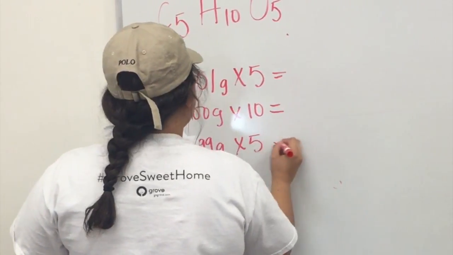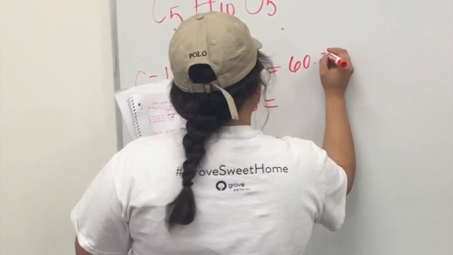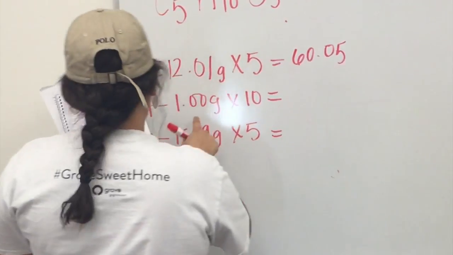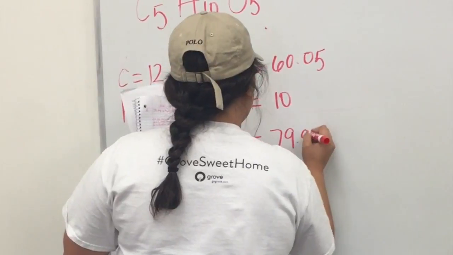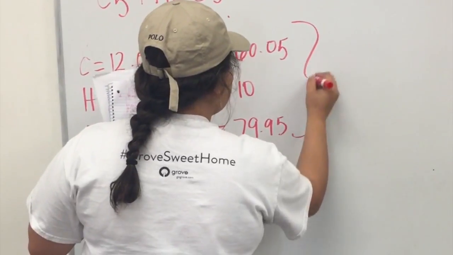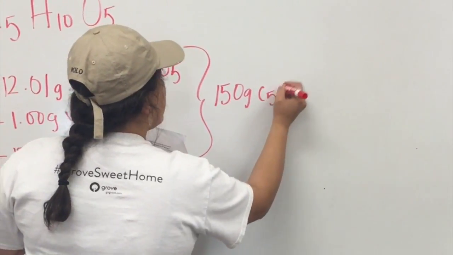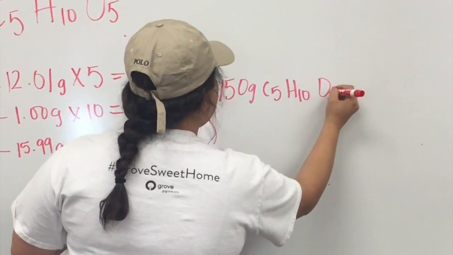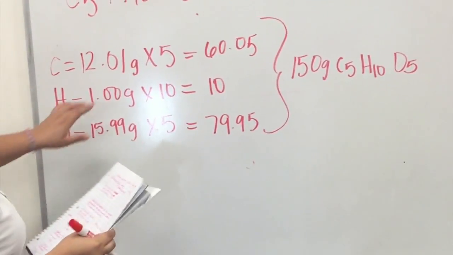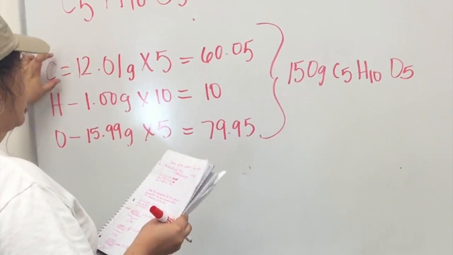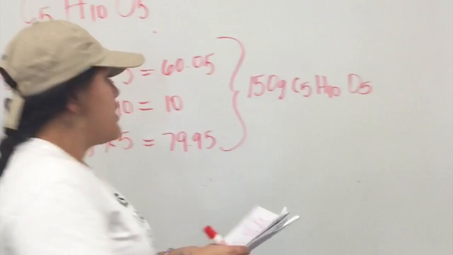So carbon equals 60.05, hydrogen equals 10, and oxygen equals 79.95. And the molar mass of this is 150 grams of C5H10O5. So now to find the percent composition, you're going to get the molar mass of the element divided by the molar mass of the molecule times 100.